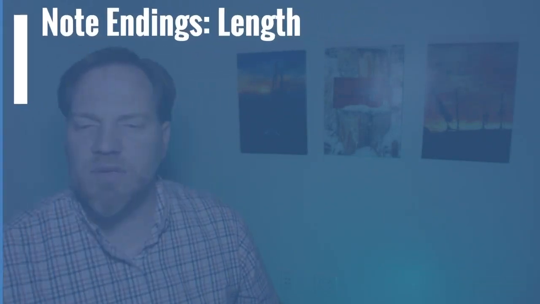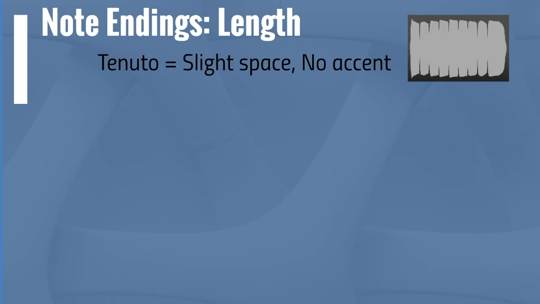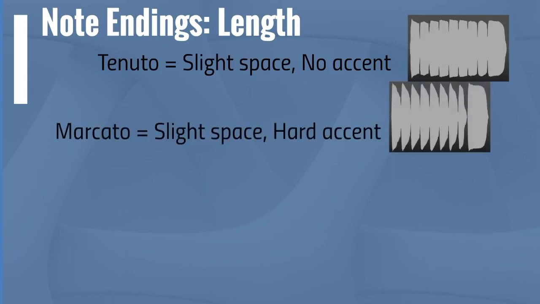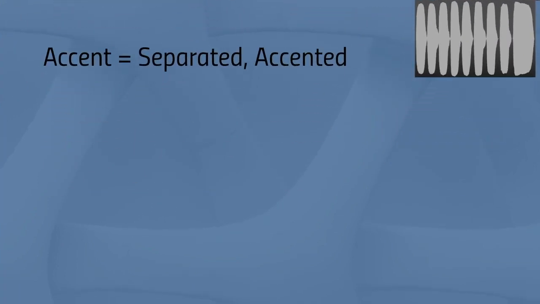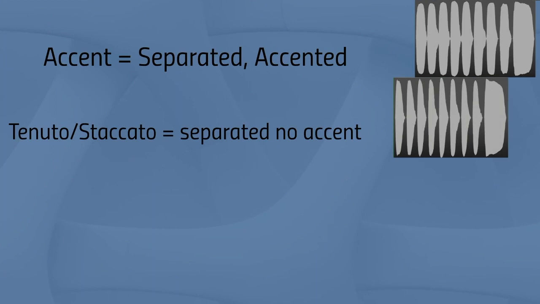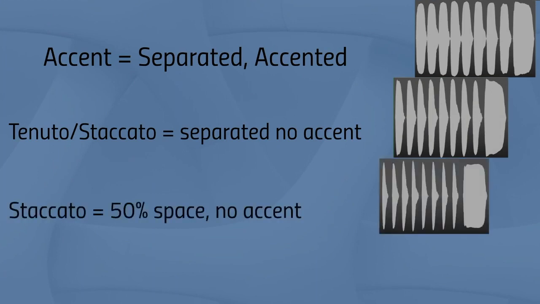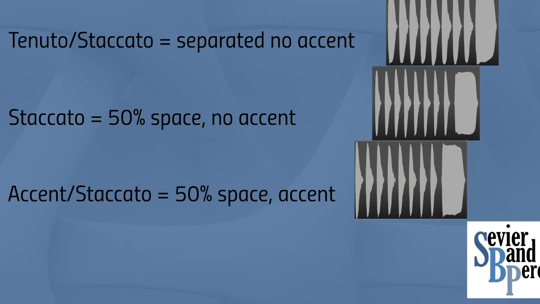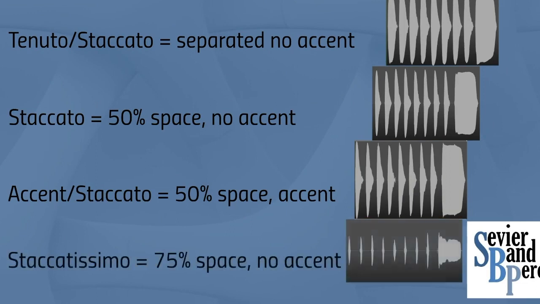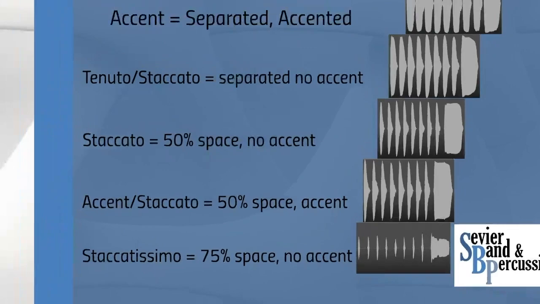Let's compare how we interpret each of those articulations right next to each other, showing the sound waves. Because we have tenuto: slight space, no accent. Marcato: slight space, hard accent. Accent: separated and accented. A tenuto and staccato equals separated but no accent. Just a staccato: 50% space, no accent. Accent plus staccato: 50% space and accented. Then last, staccatissimo: 75% space, no accent.